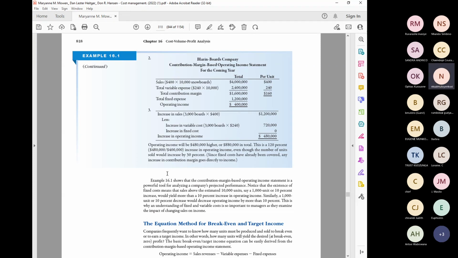And then we less increase in variable costs, that's 3,000 boards times 240. Then we less increase in fixed costs. Then increase in operating income, it's 480,000. So the operating income is now what?